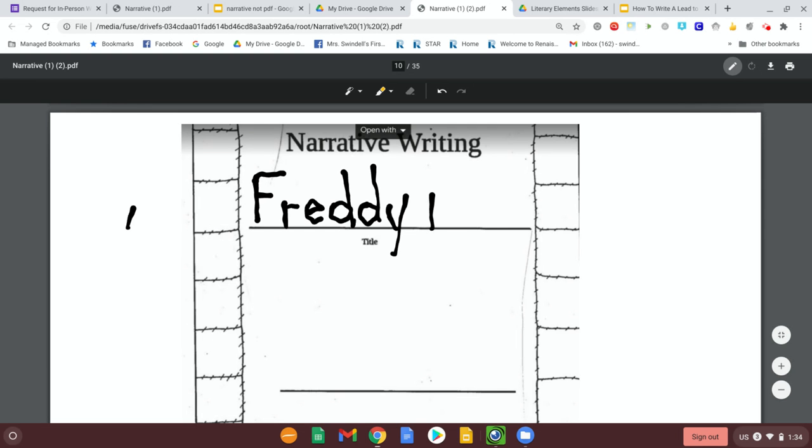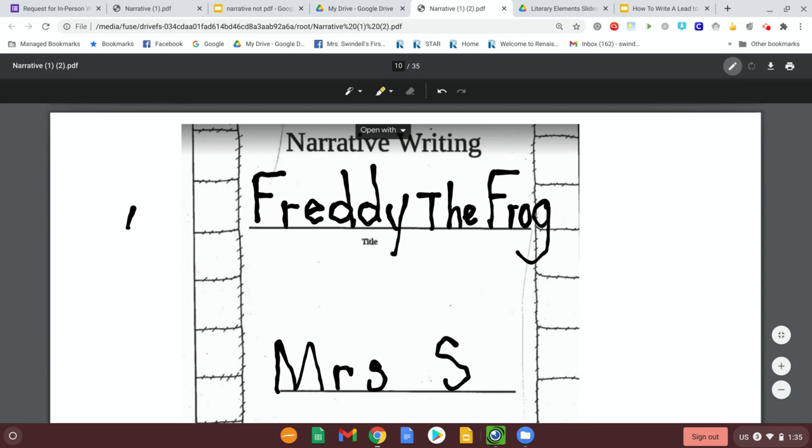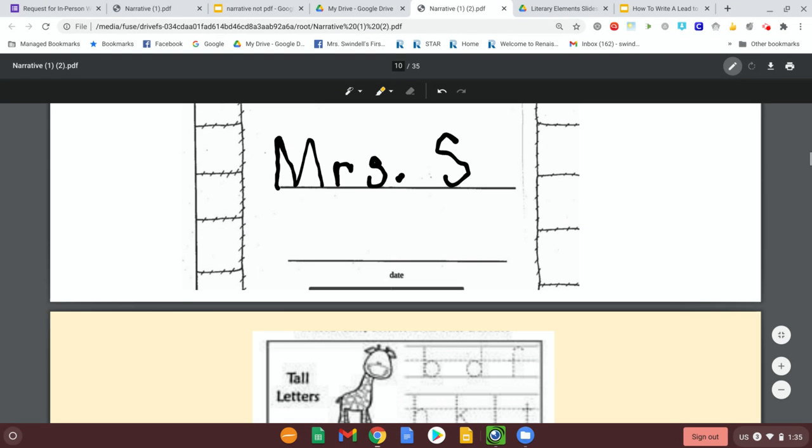And then I'm going to write it kind of small. And I'm going to write frog. I was going to put tadpole, but I kind of like Freddie the Frog for my title. And then down here is your name. So I'll just put Mrs. S for my name, but you would put your name here. That's where the author's name goes, Mrs. S. And then let's see if we can go down.